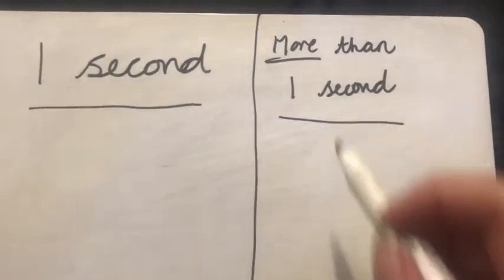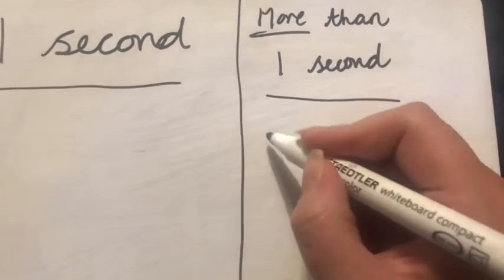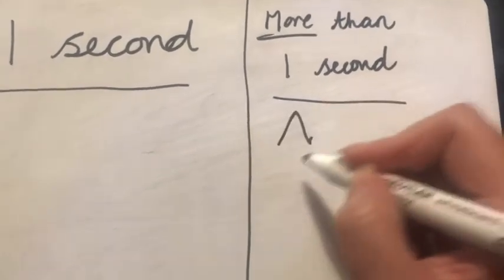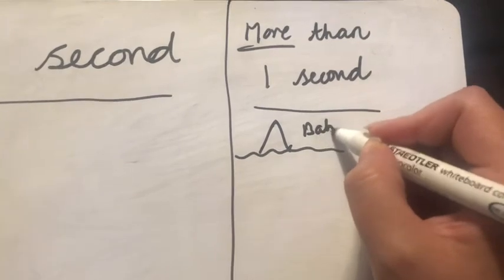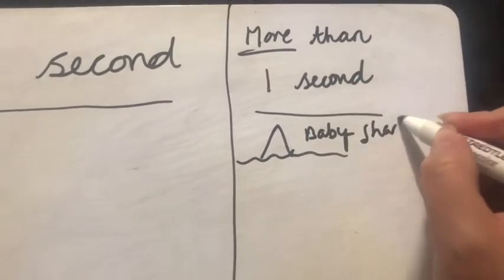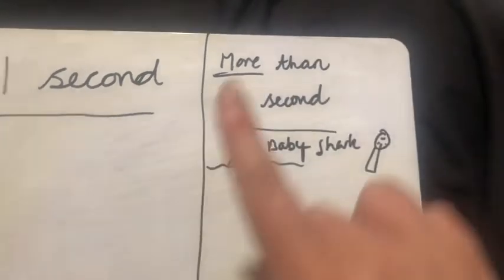Okay, that took me more than 1 second. So, whoosh, how am I going to draw a shark? I'll do a fin in the water. Baby shark. And maybe a microphone. So it took me more than 1 second to sing Baby Shark.